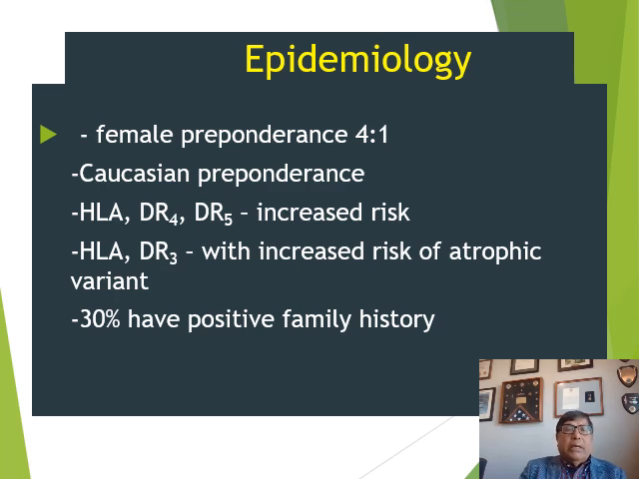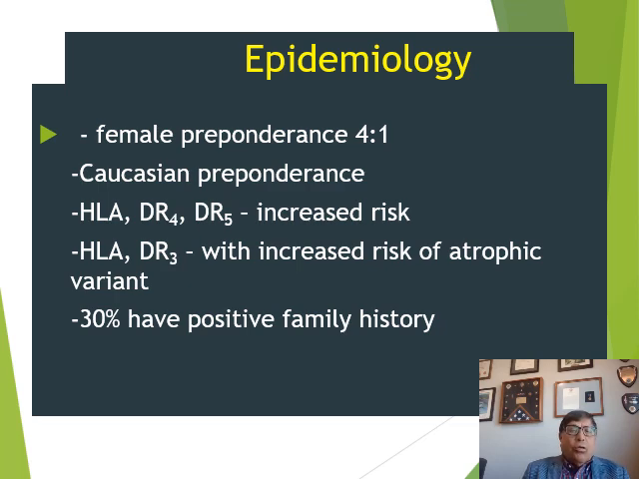The epidemiology is not surprising, and most of the thyroid conditions are more prevalent in females. So here it is about 4 to 1 or 3 to 1, depending upon the series you are reading. And also some studies have shown, and it is actually pretty much accepted, that Caucasians have somewhat more incidence than other races.